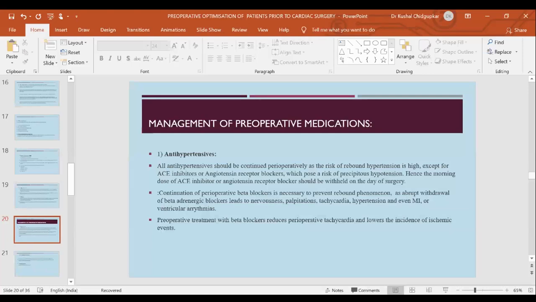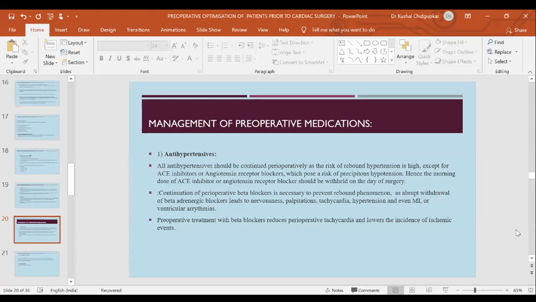But the hypotension produced by ACE inhibitors may not be so easily treatable. It may be refractory and it may be harmful. That is why most people want to omit the morning dose. Some people omit it for 1 or 2 days, which is not really desirable, because then it leads to problems of hypertension.